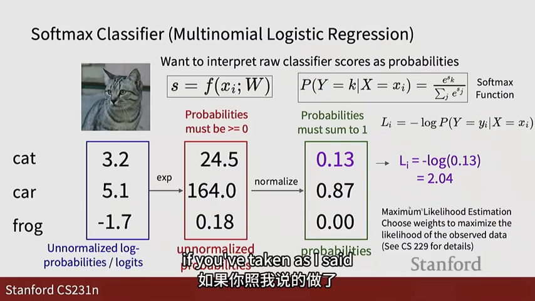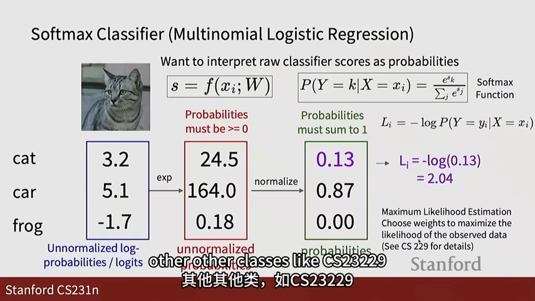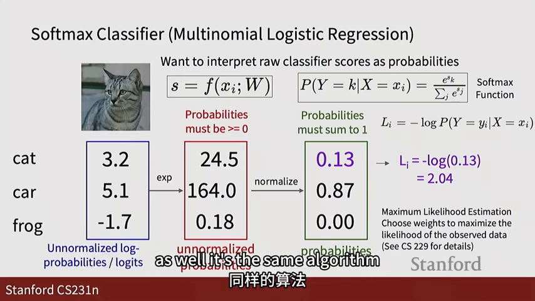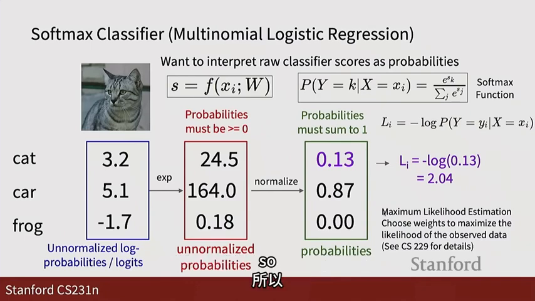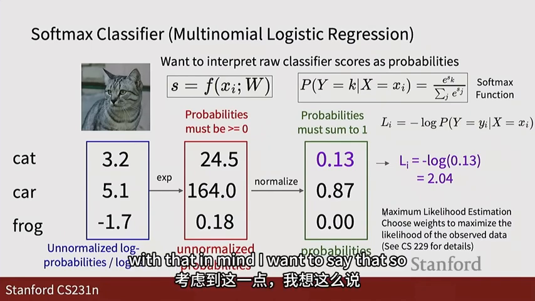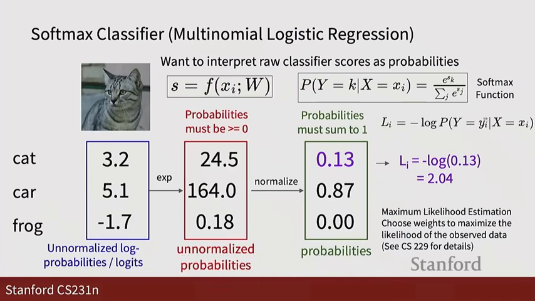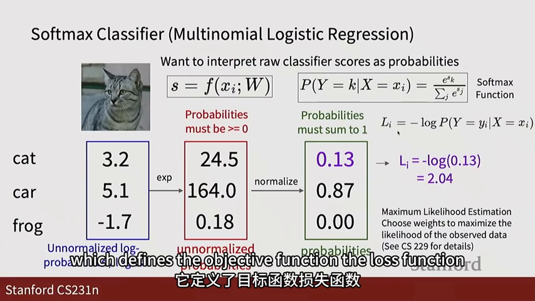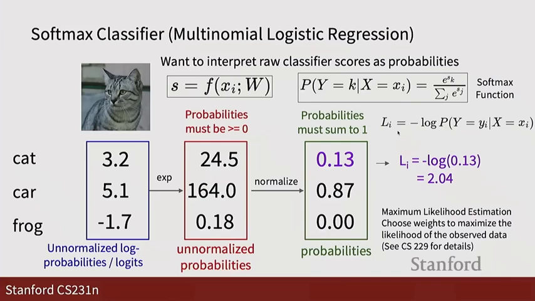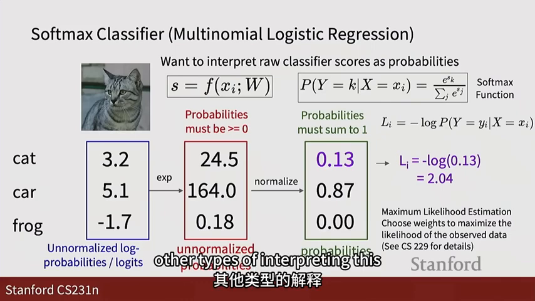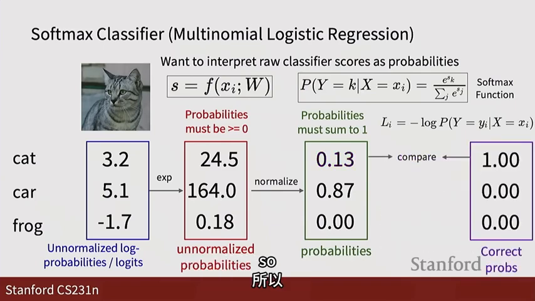And if you've taken other classes like CS231N, it's often referred to as maximum likelihood estimation as well. It's the same algorithm. So as we discussed, it's the negative of the log of that probability of the correct class, which defines the objective function, the loss function. And that's basically that simple. But there are other ways of interpreting this framework as well.